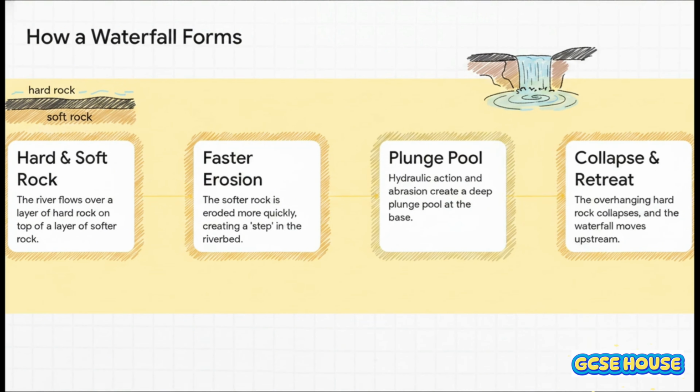And of course, the upper course is home to probably the most dramatic river feature of all, the waterfall. It all starts when a river flows over a layer of really tough rock that's sitting on top of a much softer rock. Naturally, the soft rock gets worn away faster, creating a step. Water pours over that step, smashing down and carving out a deep hole called a plunge pool. This undercuts the hard rock above until, eventually, it collapses.